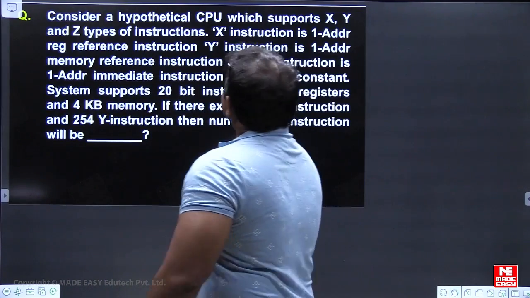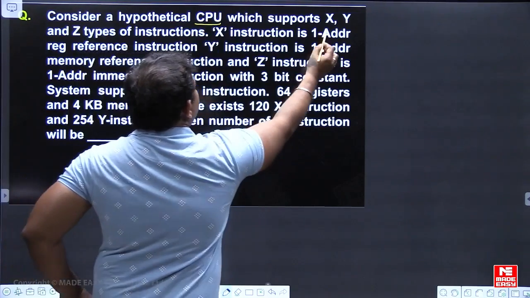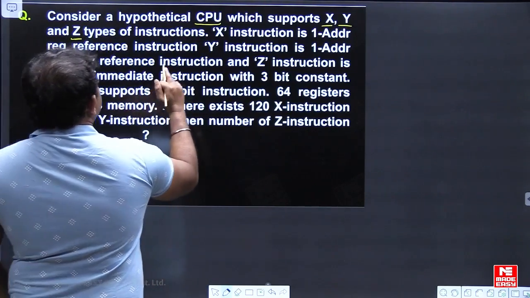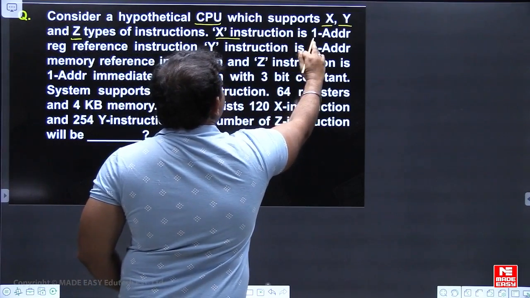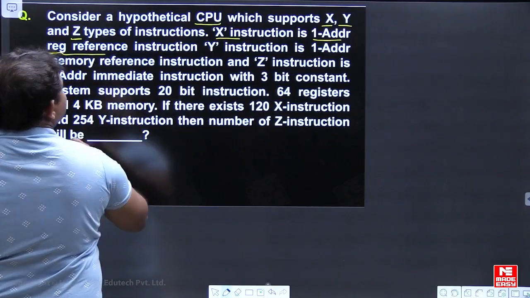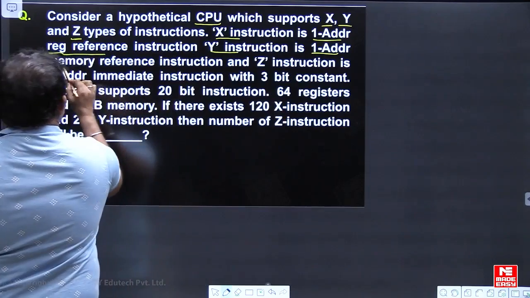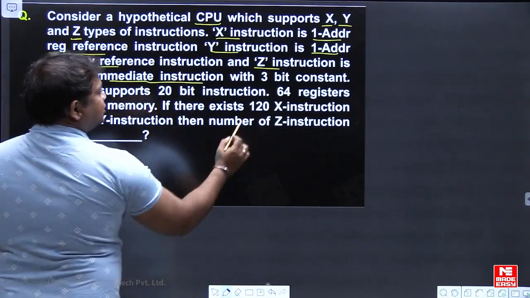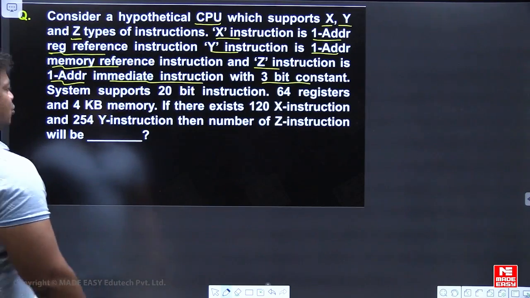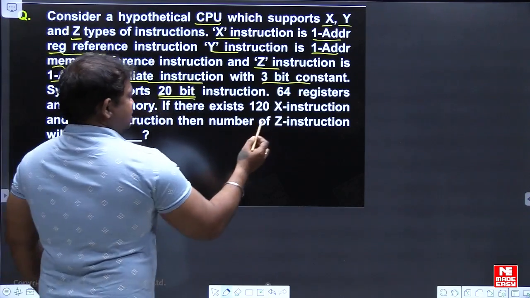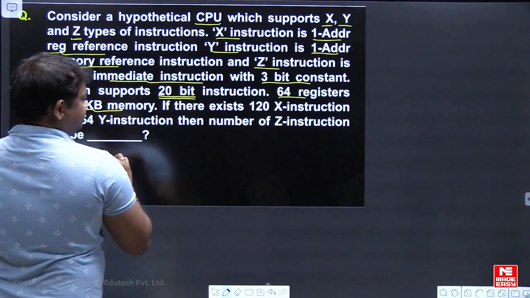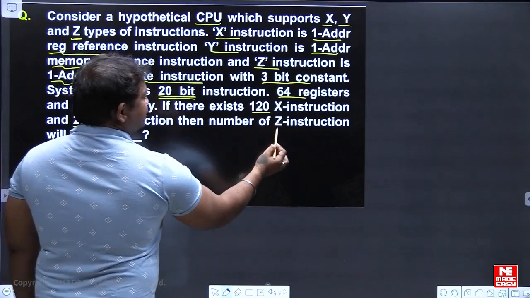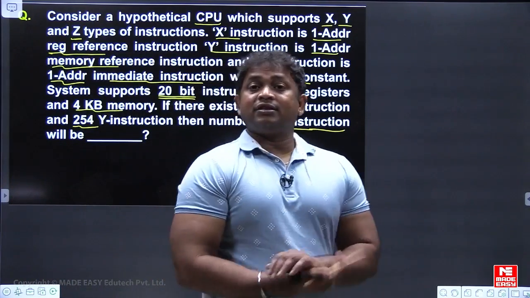I am also reading. Consider a hypothetical CPU, that is sample CPU, which supports X, Y, and Z types of instructions. They gave three types of instructions. X instruction is a one address instruction, register reference. Y instruction is also a one address instruction but memory reference. Z instruction is a one address instruction but immediate instruction with a 3-bit constant field. The system supports 20-bit instructions. Instruction size is 20-bit. 64 registers and 4 KB memory are present in the system. If there exist 120 X instructions and 254 Y instructions, then how many Z instructions are possible? This is the question.